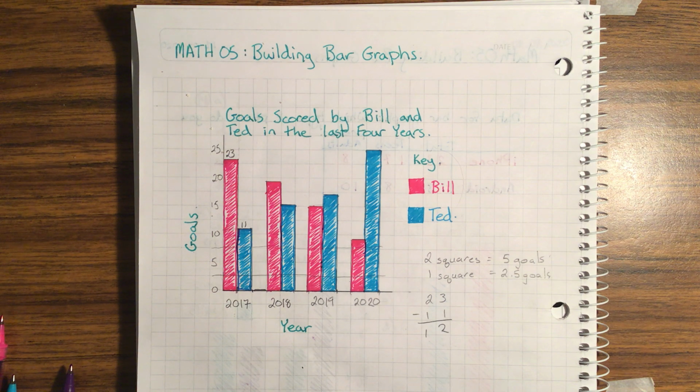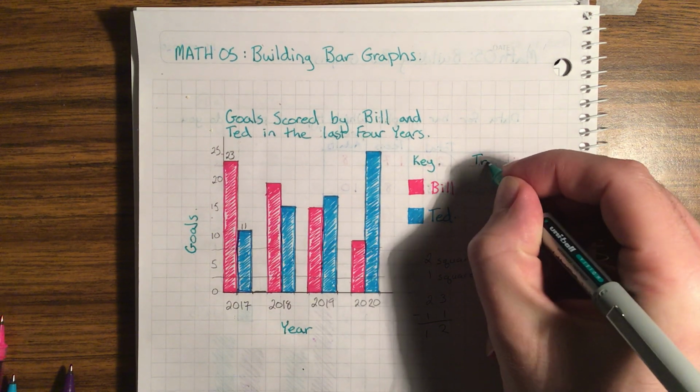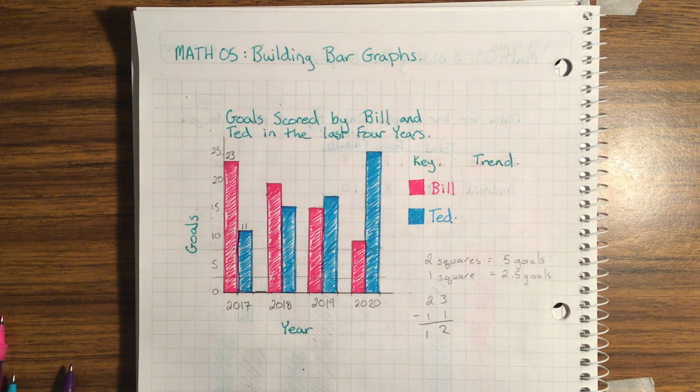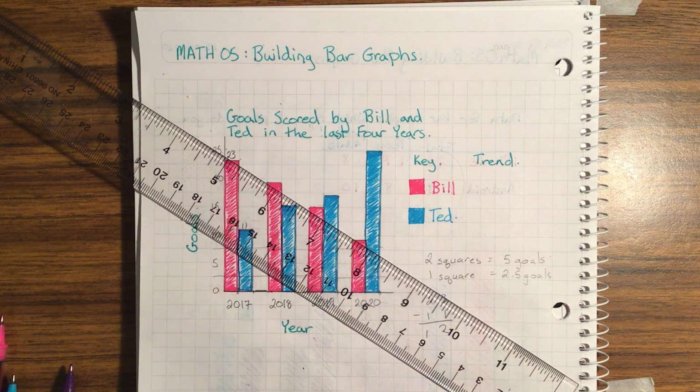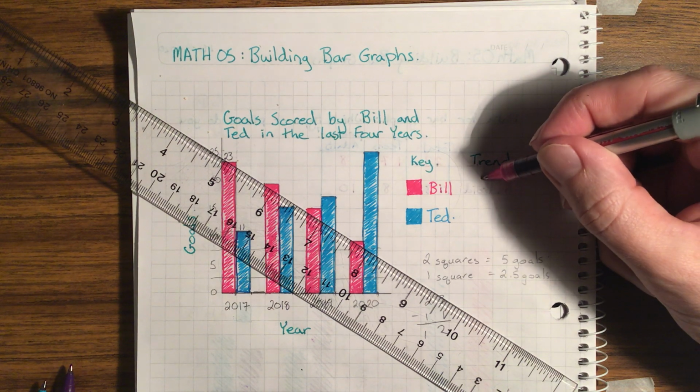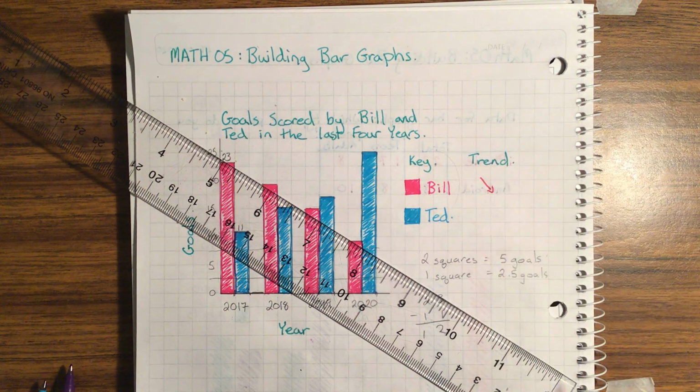So you need to be able to read out the value for each bar on the graph and then answer questions about those values. Now, also, you need to be able to tell us about the trend in a graph. The trend. What is happening over time? Now, Bill has a trend, and Ted has a trend in this graph. We can take a look at Bill's trend. You can see that Bill, he's going down. Bill's trend is going down. So I'm just going to put a mark here that Bill's trend is going down. He is decreasing.